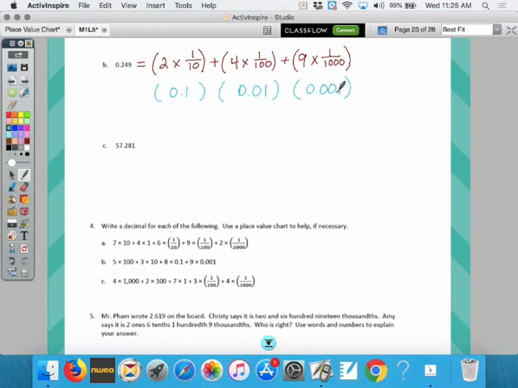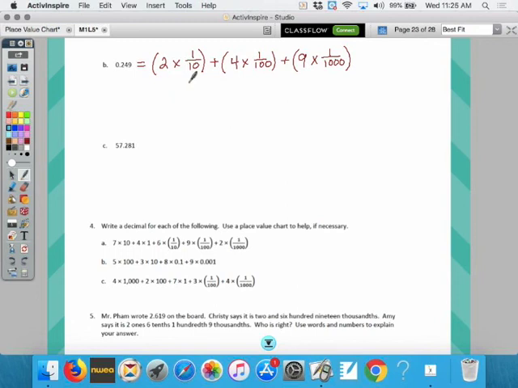Here's what they remembered from yesterday. They remembered that you're going to switch the fractions to decimals. But what did they forget to do? The plus. All the other numbers and special characters that we have. Okay? So when you switch the numbers to decimals, look up here. This is a reminder.